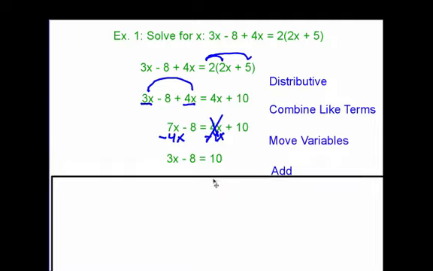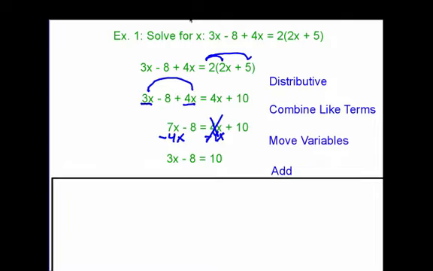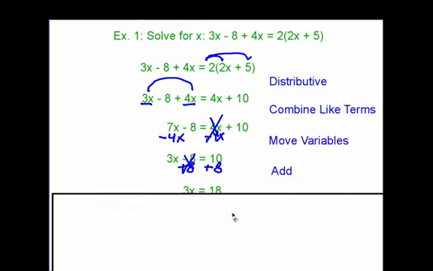My next step is to add, because my whole point is to try to get x by itself, so I'm going to add 8 over here to cancel out. I must then also add 8 over here, and I get 3x equals 18.